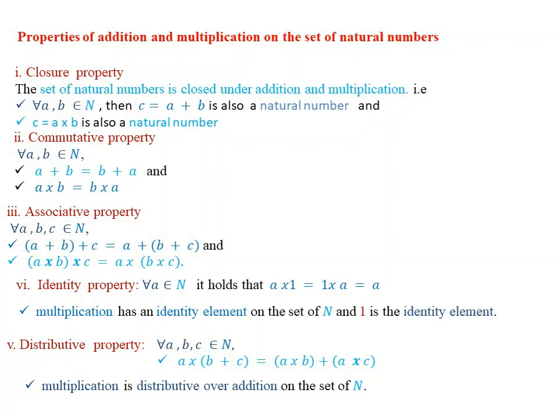Distributive property. For every A, B, C, elements of natural numbers, A times in the bracket B plus C is equal to in the bracket A times B, plus in the bracket A times C. Therefore, we say that multiplication is distributive over addition on the set of natural numbers.